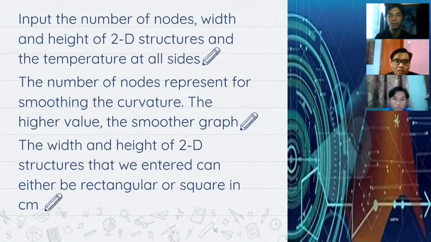This is the step-by-step process to do in MATLAB. We input the number of nodes, the width and height of the 2D structure, and the temperature at all sides. The number of nodes represents the smoothing of the curvature. The higher the number of nodes, the smoother the graph will be. The width and height of the 2D structure that we enter can be either rectangular or square, in centimeters.